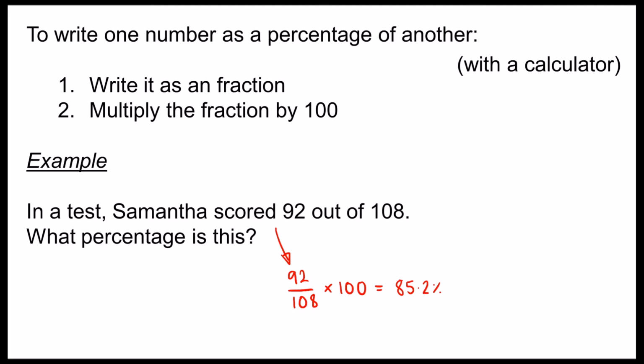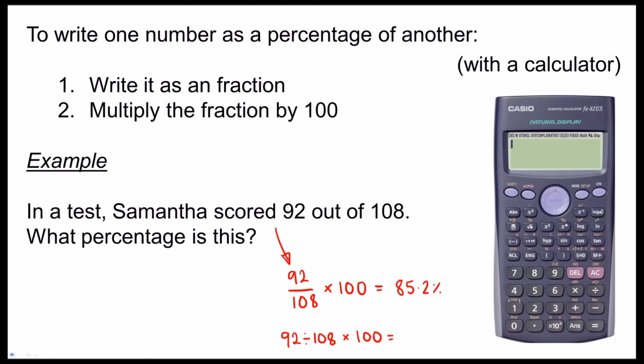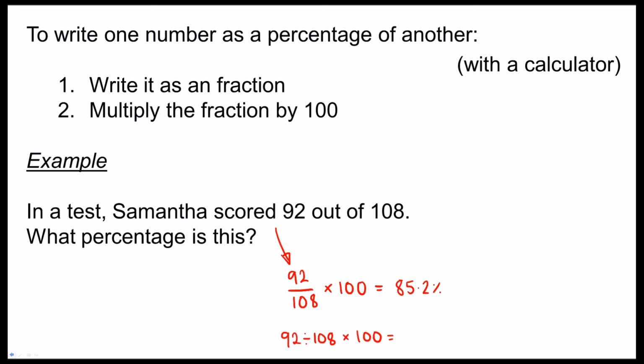If you're using a calculator which isn't scientific or doesn't have a fraction key on it, you can use the fact that 92 over 108 simply means 92 divided by 108 to get your answer. You would take that and then times it by 100 and you'll see that your answer is equivalent. I'll show you that now. So we do 92 divided by 108 times that by 100 and then convert to a decimal. 85.2 is our answer again.